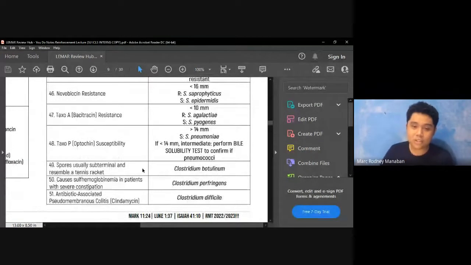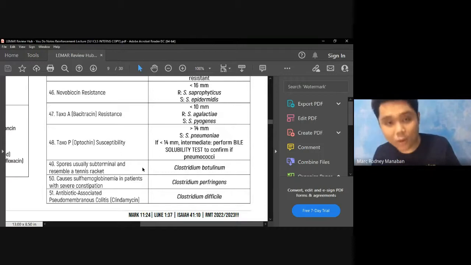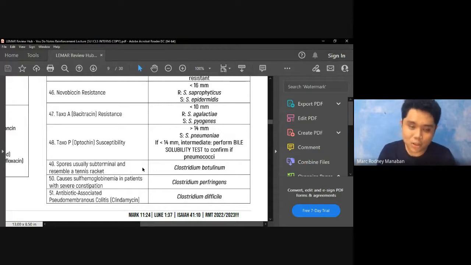Alright. Now we go to the different Clostridium species in terms of the location of their spores. According to Bailey and Scott's, the spores are usually subterminal and the appearance may be described as a tennis racket, and that is Clostridium botulinum. But take note, if in the quiz or exam you describe it as tennis racket, tackhead bacillus, or drumstick appearance, of course the answer is C. tetani. The true tennis racket, drumstick, tackhead appearance is C. tetani, because it has round terminal spores.